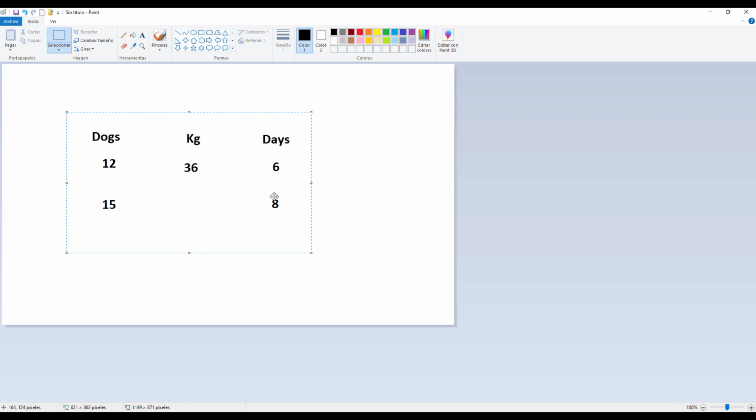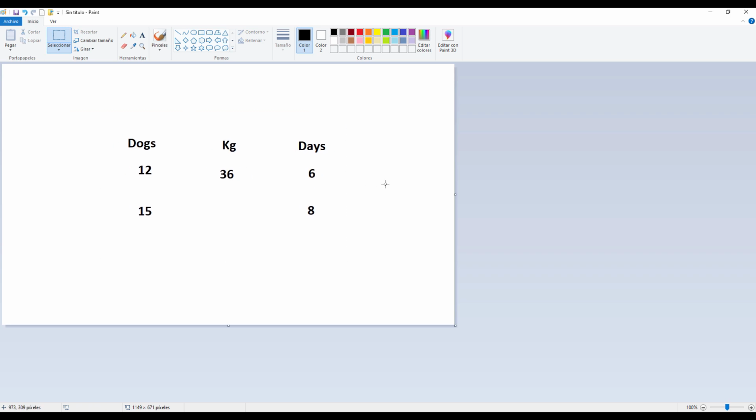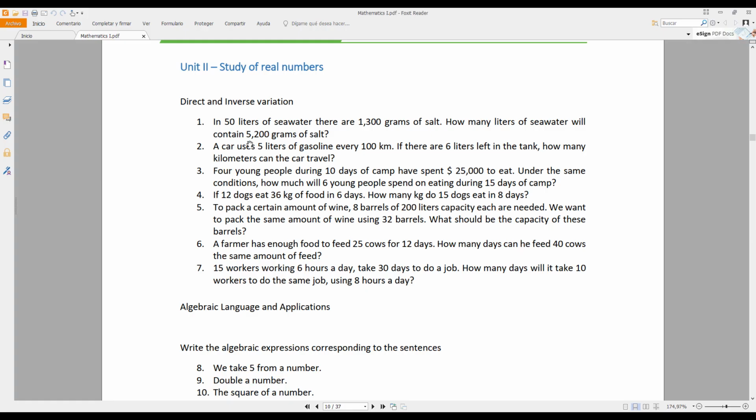It's a little harder, but it's nothing that you cannot solve. Well, you need to define what kind of problem that exercise is. Remember, you need to check if the problem is a direct variation or an inverse variation. If one quantity increases and the other also increases, it is a direct variation, and if one quantity increases and the other decreases, this is an inverse variation.